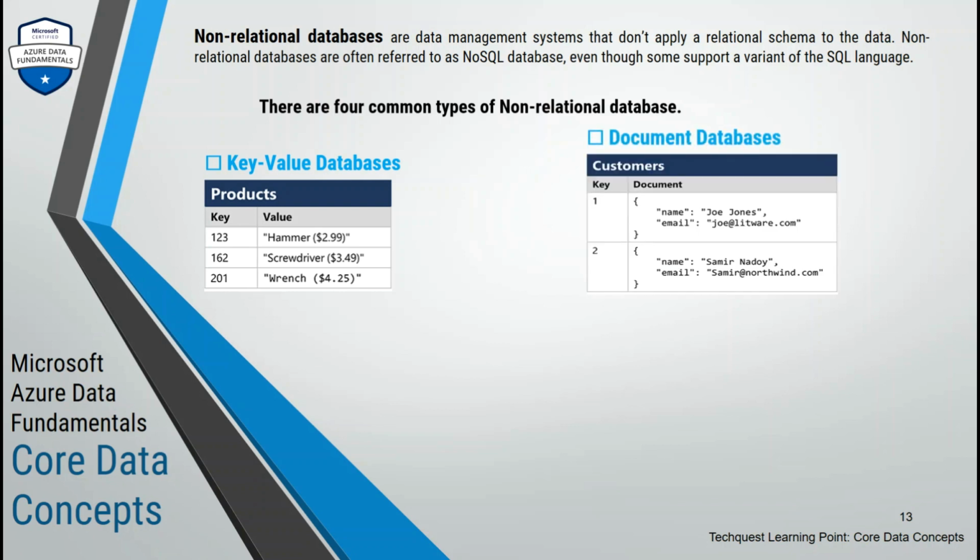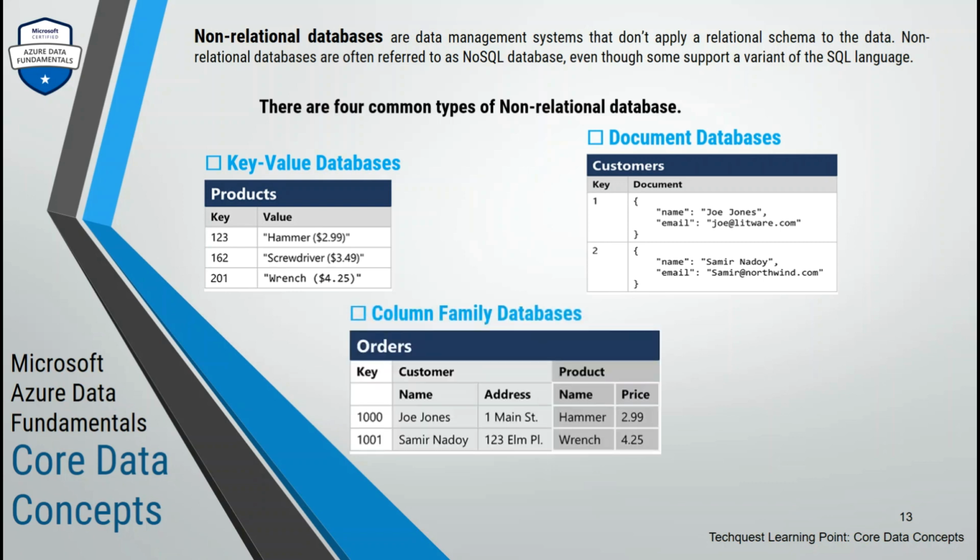Document databases, which are a specific form of key value database in which the value is a JSON document which the system is optimized to parse and query. Column family databases, which store tabular data comprising rows and columns, but you can divide the columns into groups known as column families. Each column family holds a set of columns that are logically related together.